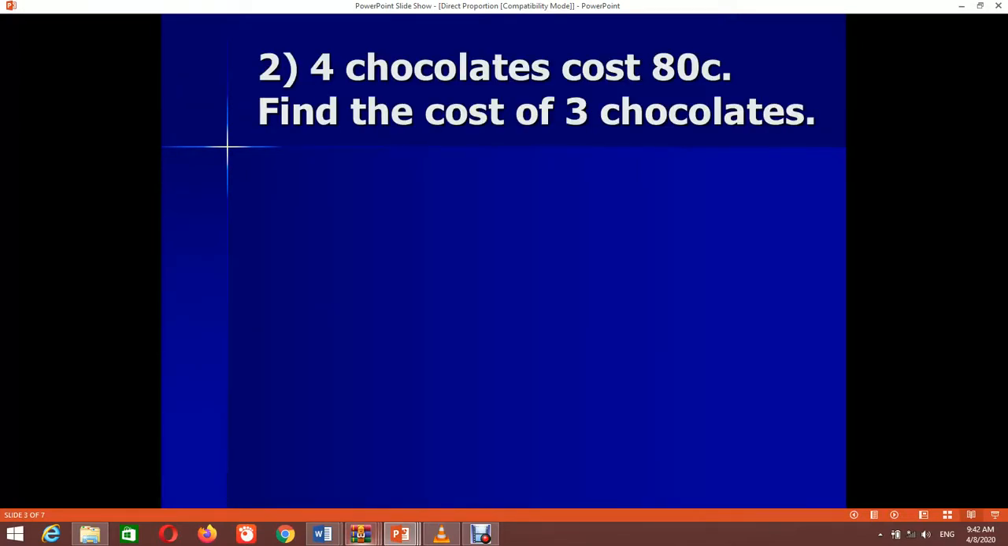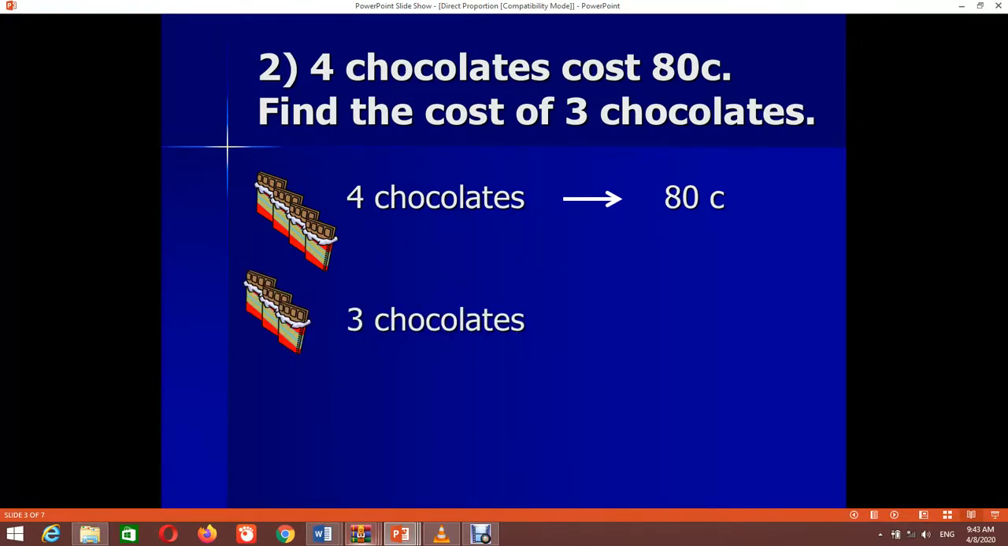Question 2, which is our second example. 4 chocolates cost 80 cents. Find the cost of 3 chocolates. If 4 chocolates cost 80 cents, how much would 3 chocolates cost? 3 chocolates will cost what?